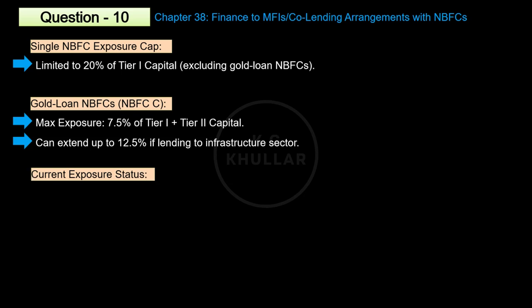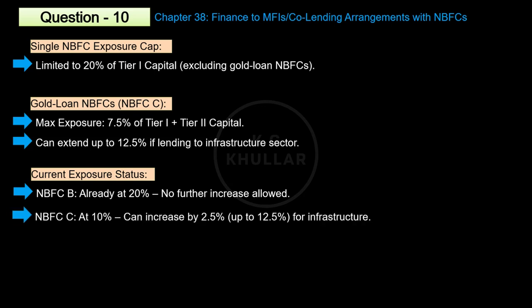And since NBFC-C is already at 10%, an additional 2.5%, totaling 12.5%, is permissible if the additional lending is for infrastructure. Friends, please note, increasing exposure to NBFC-A would breach the 20% prudential limit. Thus, option C is the only strategy that complies with guidelines and also optimizes capital allocation. So friends, I hope you understood this explanation.